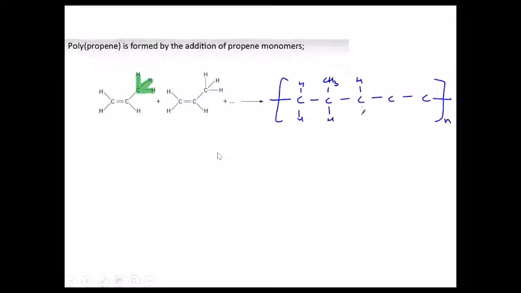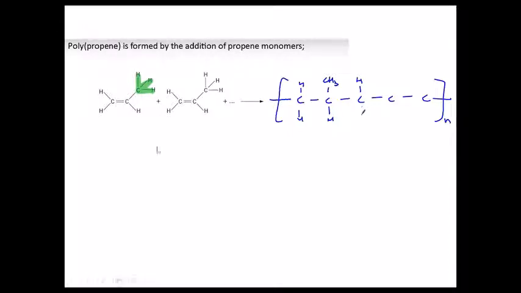Okay, so now the next one. Here again, how we did this, it doesn't have a halogen. It's called polypropene. This is a single propene monomer, okay? And again, this double bond will break, forming all the alkanes.